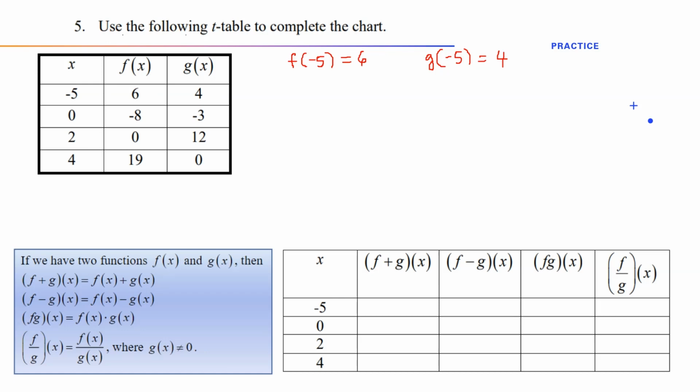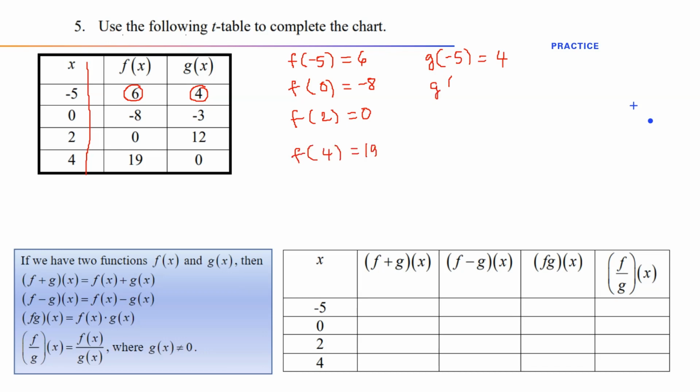So x here is the x value column. And then f of x, f of negative 5 will be 6. G of negative 5 will be 4. Okay, based on that, we know how to read the table, right? So if we say f of 0, it should be negative 8. F of 2 will be 0. F of 4 will be 19.